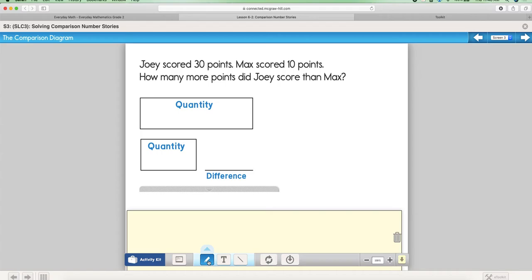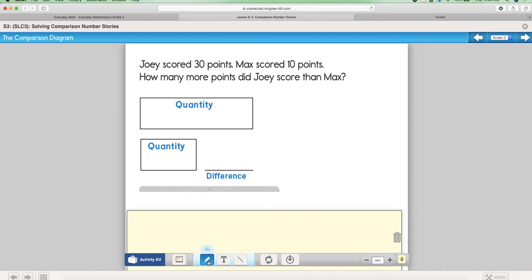Now, we have two boxes. We have a big quantity box and we have a small quantity box. The big quantity box is where your biggest number is going to go. The small quantity box is where your smaller number is going to go. So if I look at my word problem, Joey scored 30 points, Max scored 10 points. How many more points did Joey score than Max? What is the biggest quantity that I have in that problem? Timothy?